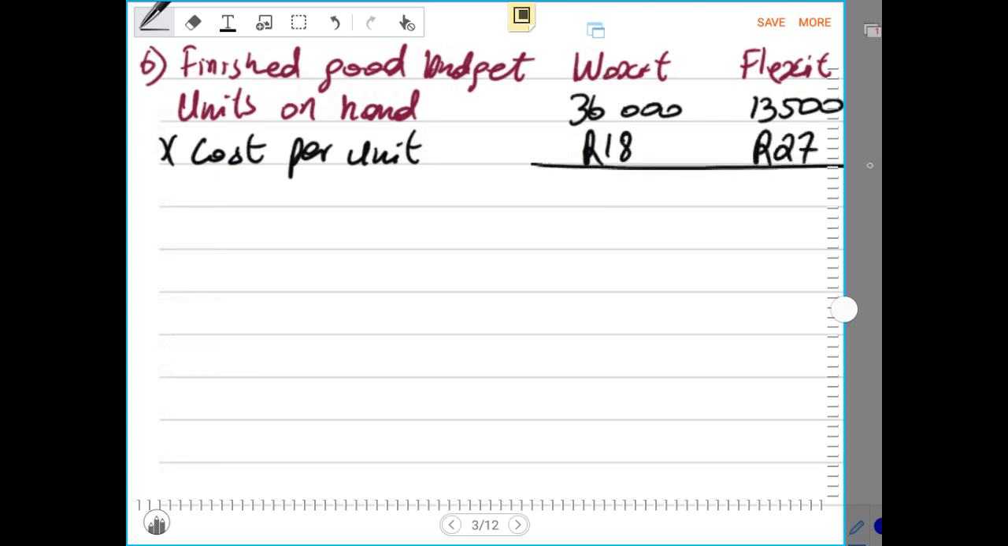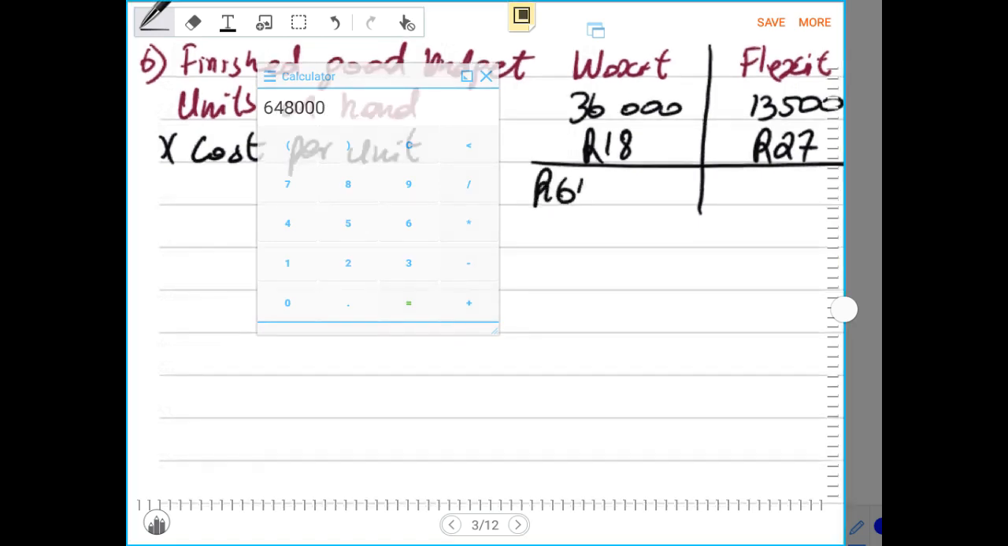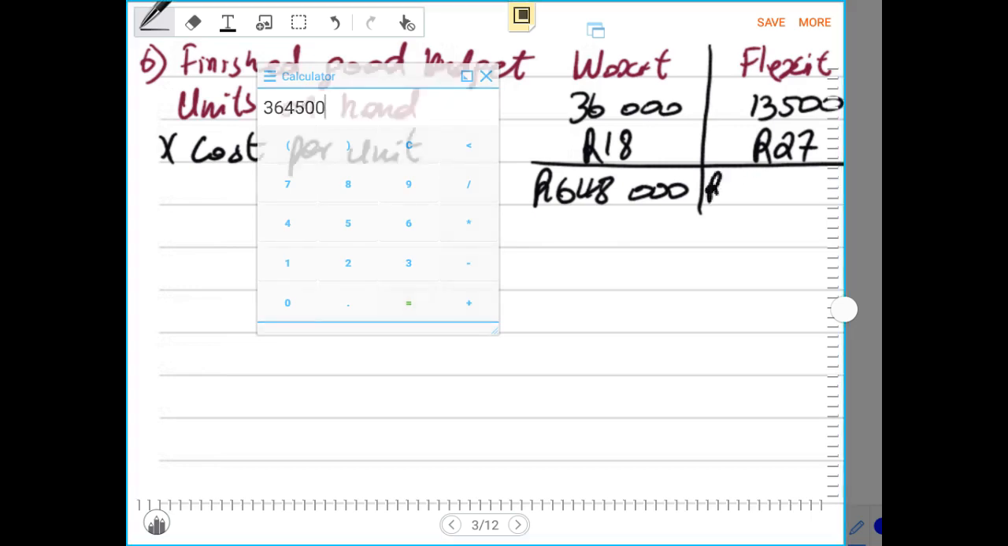And after we have done that, the 36,000 multiplied by 18 will be 648,000 Rand. This is the value of the finished goods. Then we say 13,500 times 27, it will give us 364,500. This is the value of the finished goods.